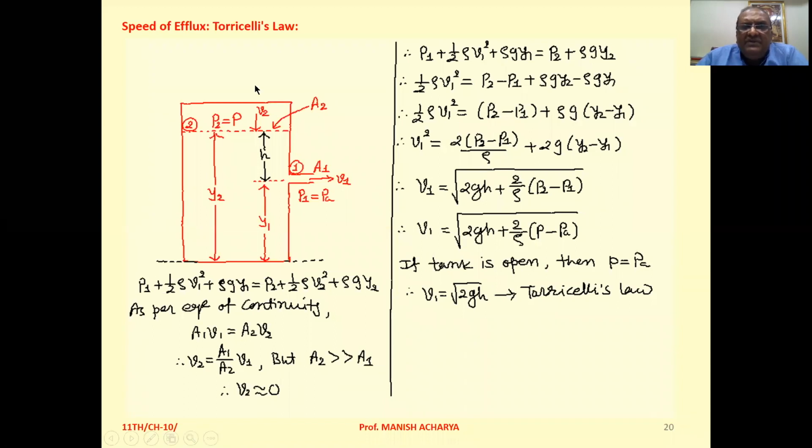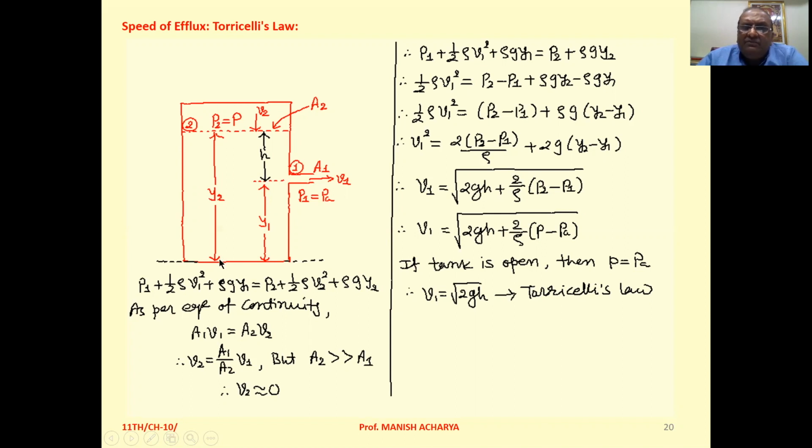Now, next topic, that is the speed of efflux or Torricelli's law. Efflux means the flow of a fluid coming out from the container. Now see here, suppose as shown in the figure, we take one closed container in which there is a hole at the bottom, at height y1.